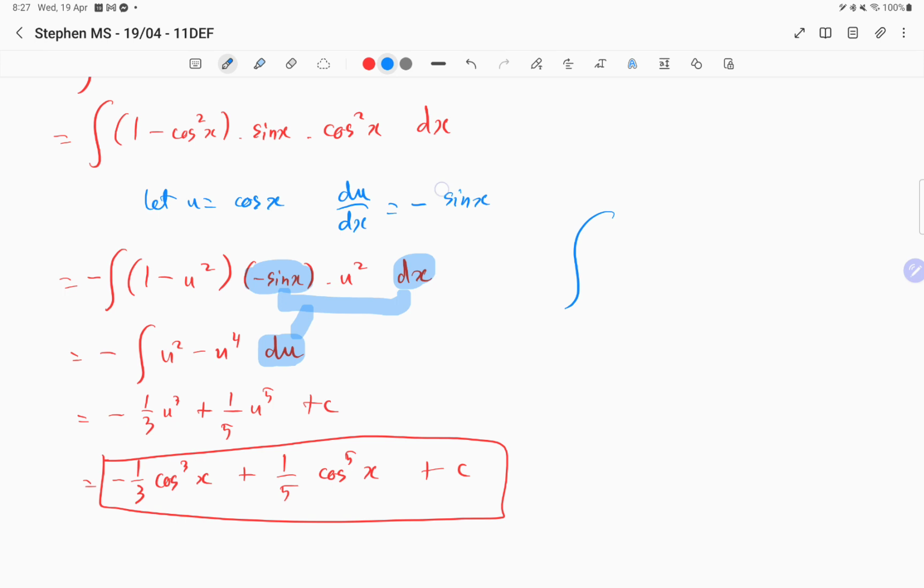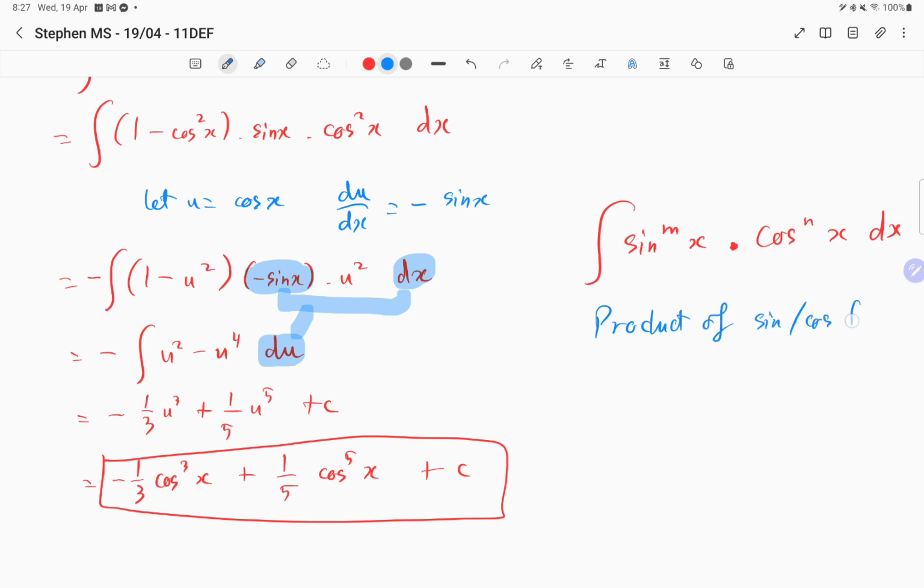But if you can't, then the formula you need to remember is, when you see the antiderivative of sine mx times cos nx, so basically it's a product of trigonometric sine or cos functions, you have to do the substitution. You need to consider if m is odd. If m is odd, then m equals 2k plus 1.